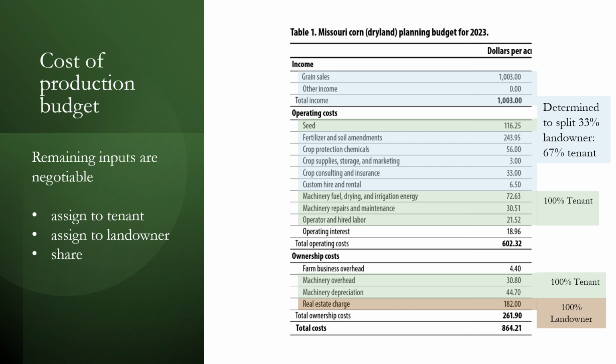All inputs not solely contributed by one party, such as fertilizer, insecticide, custom field work, and interest in this example, are proportionately split between the landowner and the tenant. 33% paid by the landowner, 67% paid by the tenant.